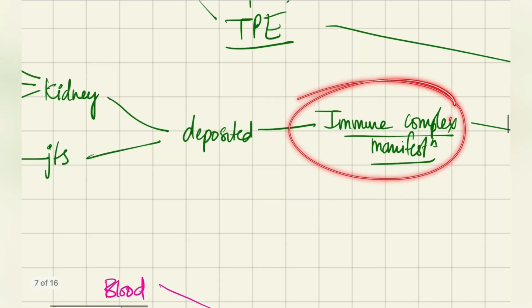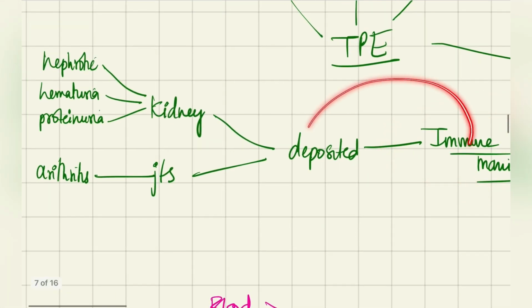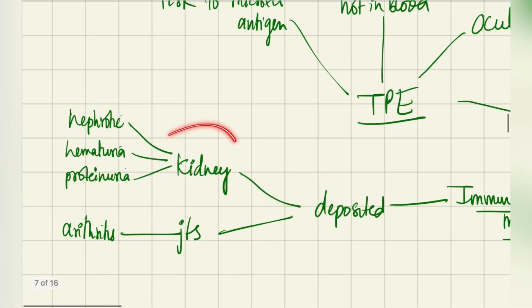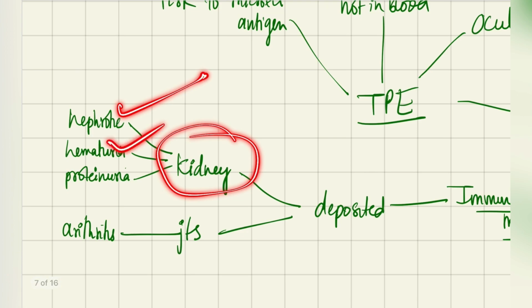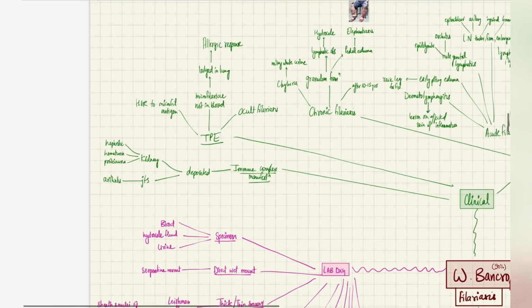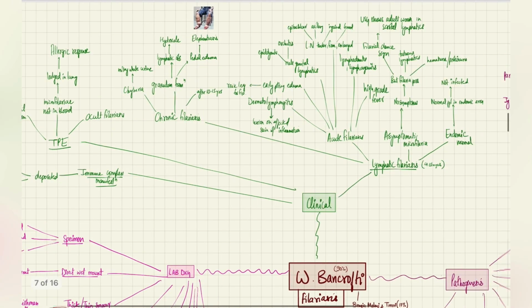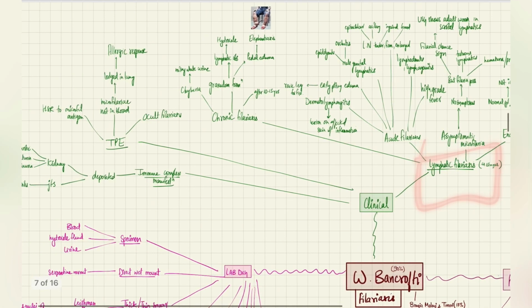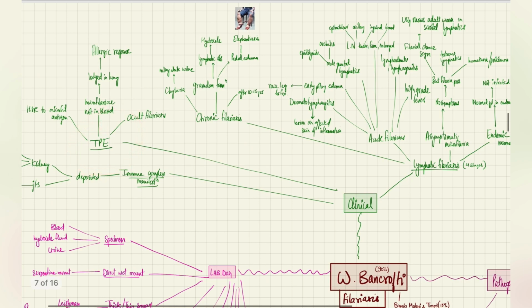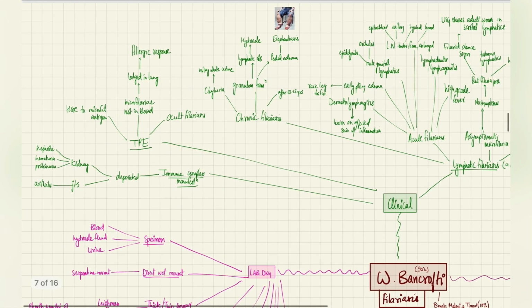Next we talk about the immune complex manifestations, which this immune complex can be deposited in the kidneys or the joints. And in the kidneys it can cause nephrotic syndrome, hematuria and proteinuria, while in the joints it can cause arthritis. Okay, so we saw manifestations, we saw lymphatic filariasis, tropical pulmonary eosinophilia and immune complex manifestations, right?